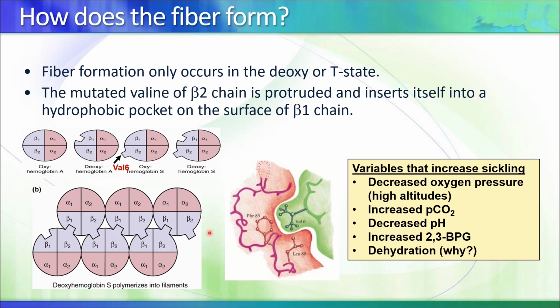So remember that I said that sickling increases with repeated oxygenation-deoxygenation cycles. So there are certain variables that increase sickling. One of them is decreased oxygen pressure, which means that you have a high probability of having a molecule that looks like this. Same thing for the other factors. So you have increased pressure of CO2, decreased pH. That would also increase the formation of the T structure of hemoglobin. Increased 2,3-bisphosphoglycerate, same thing, stabilizing the T structure, and dehydration as well.